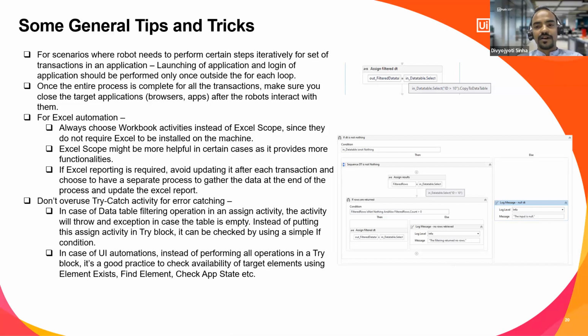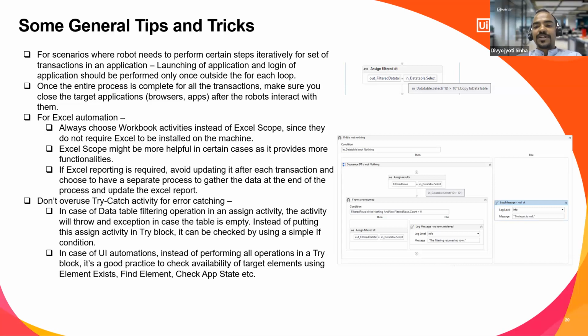And also, in case your process requires an Excel output or Excel report, you need to make sure that the updating of the Excel report does not happen inside your transaction level. Meaning, whenever you are iterating through each of the transactions, you should not update the Excel report during runtime, but you can store and build a data table during the iteration. And after the for each loop, you can update that entire data table which you created inside the for each loop, so that the updating of the Excel report happens only once, right?